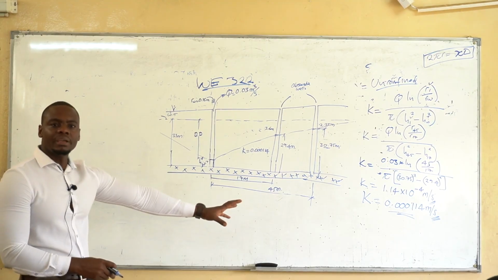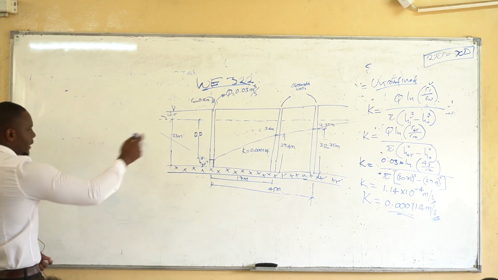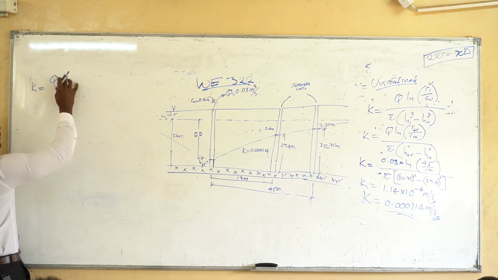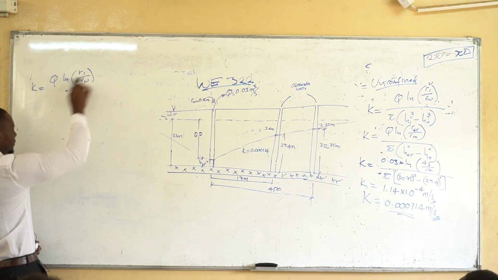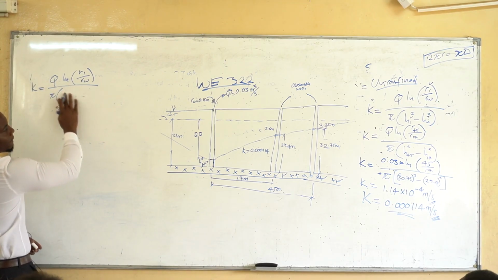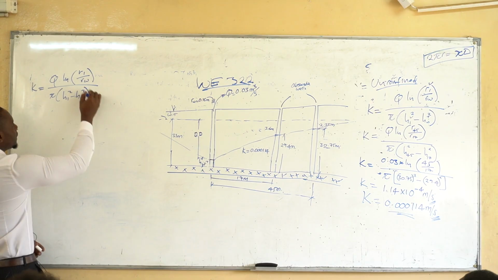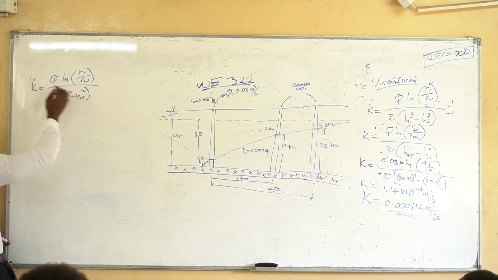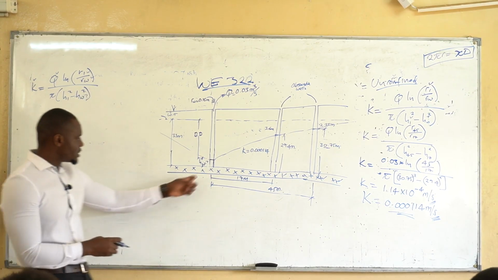So once you find the value of K, then you have the right to go back to the original formula. Now you can say our K is equal to Q ln (R1 over R of the well), over (H1 squared minus H well squared), and then it ends there, right? So we have the K now, we have the discharge, we have all these values. We are just remaining with the HW, which is what we're trying to find.